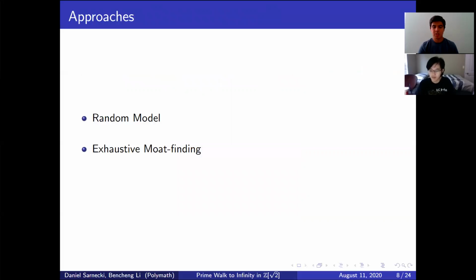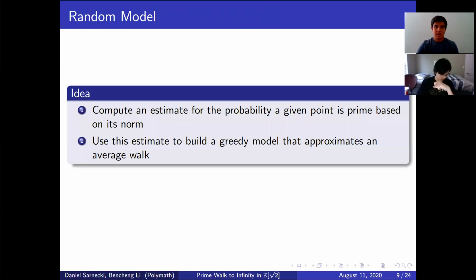So we have two different approaches that we are looking at. One is the random model, where we calculate the probability of an integer in Z[√2] being prime, and we use this to generate walks. Then we have the exhaustive moat finding technique, which is used for Gaussian primes.